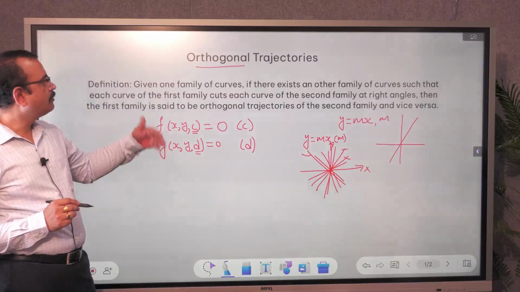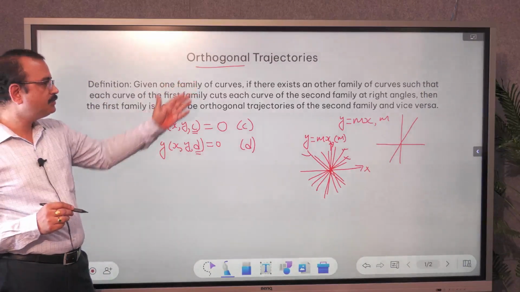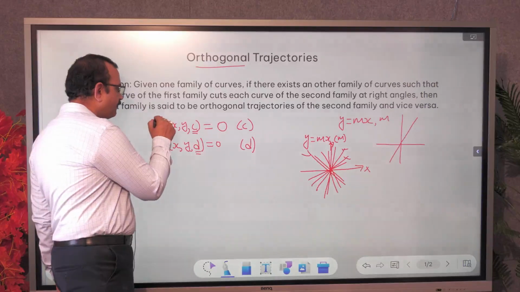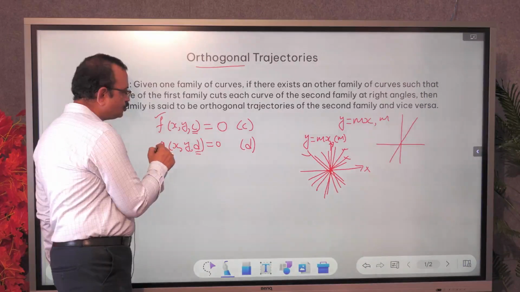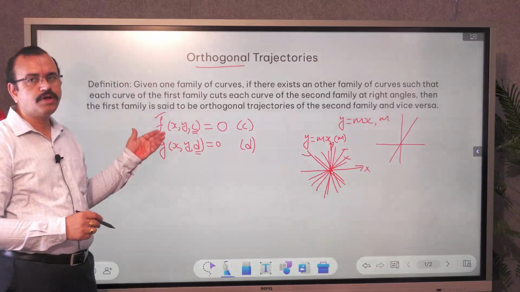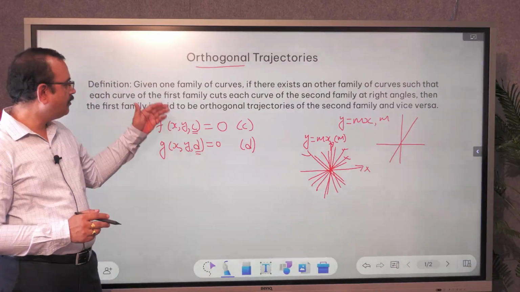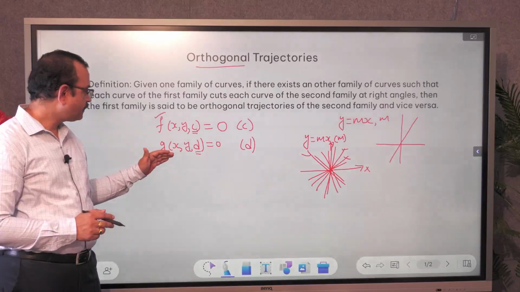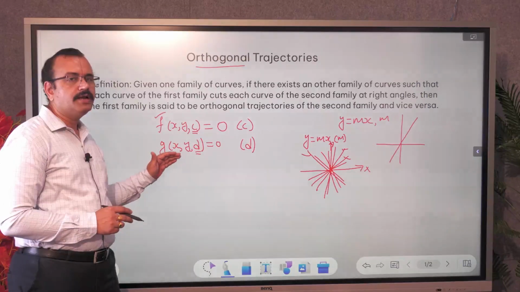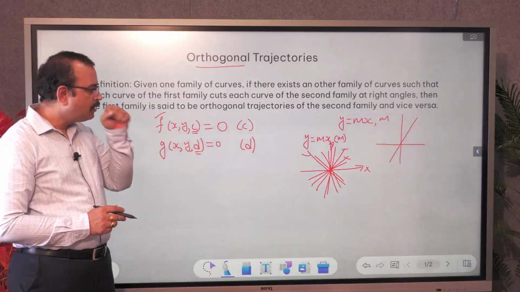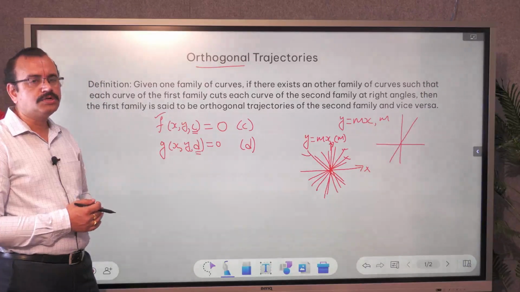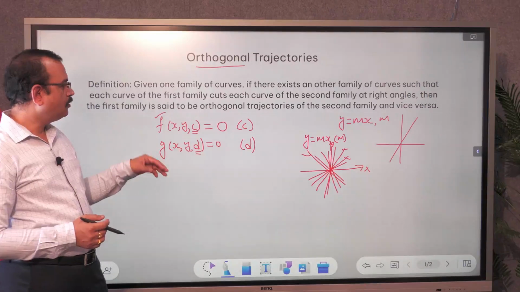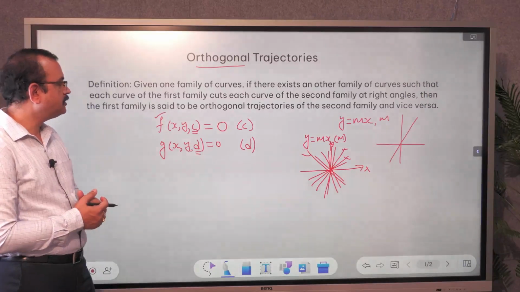And now once again, coming back to the definition of orthogonal trajectories: if the family of curves F is given, then the family G is said to be an orthogonal trajectory of F if each and every curve of F intersects each and every curve of G at right angles, or orthogonally. Then we can say that F and G are orthogonal trajectories. So now, what is the procedure to find this?